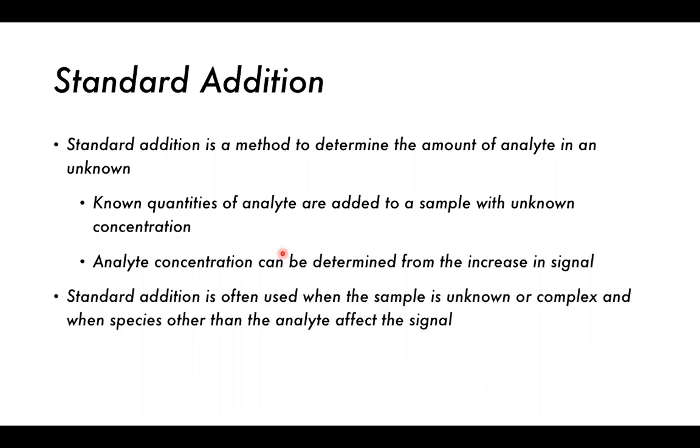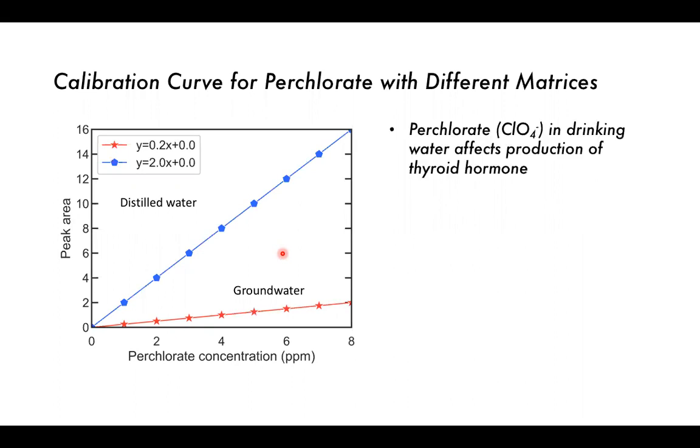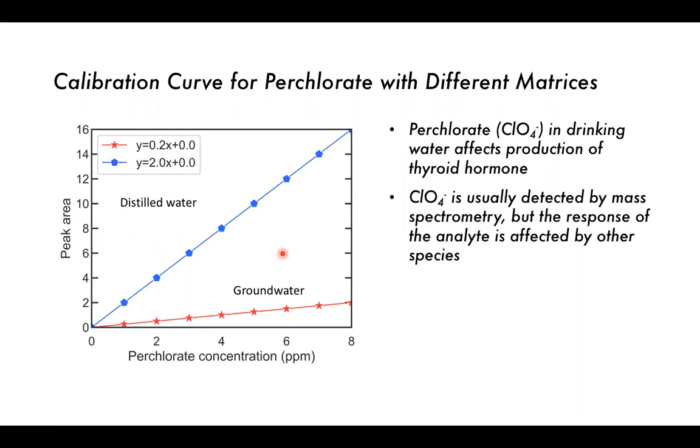So standard addition is often used when the sample is unknown or complex and when species other than the analyte affect the signal. So this is why we're actually interested in doing the standard addition method, because say we have perchlorate, which is ClO4 minus, and this affects the production of thyroid hormone in humans. And so it can be particularly dangerous if we have a large amount. Now, the problem is that this perchlorate is typically detected by mass spectrometry, but the response to the analyte is affected by other species present in the sample matrix.